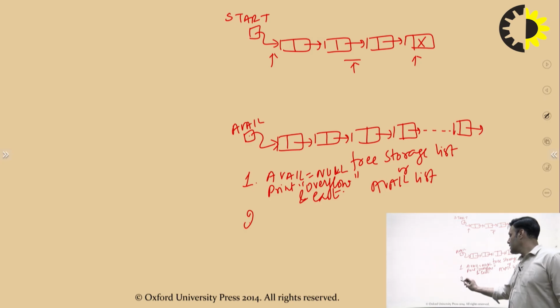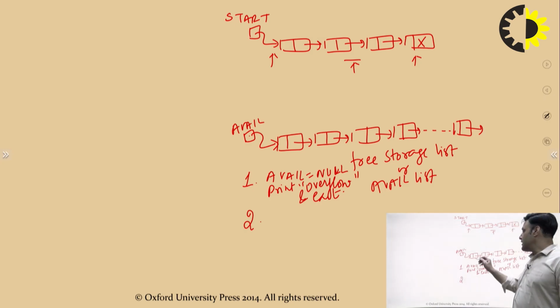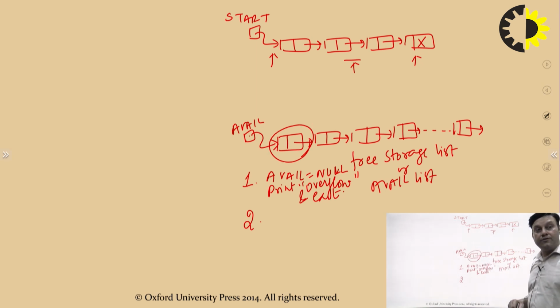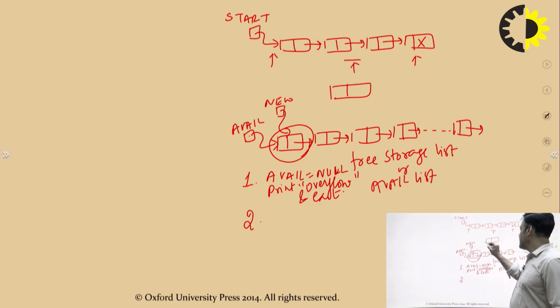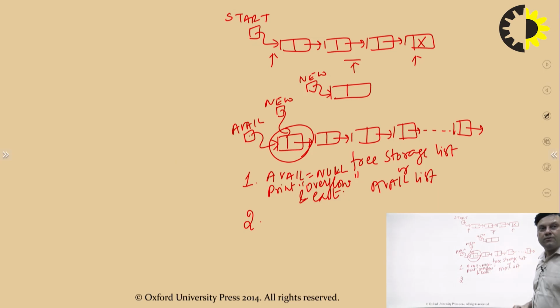If not, then what will happen? We will take a node from here. How are we going to take it? This avail will give its address to some new node, call it new. Now this is my node N, whose address is with new. Avail gives responsibility to new, and new will take this node to this list. Now it's my choice where I want to insert it: at the beginning, in between, or last.